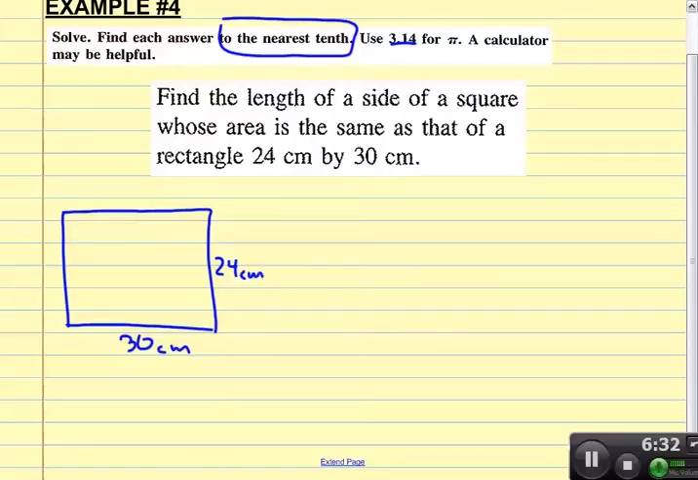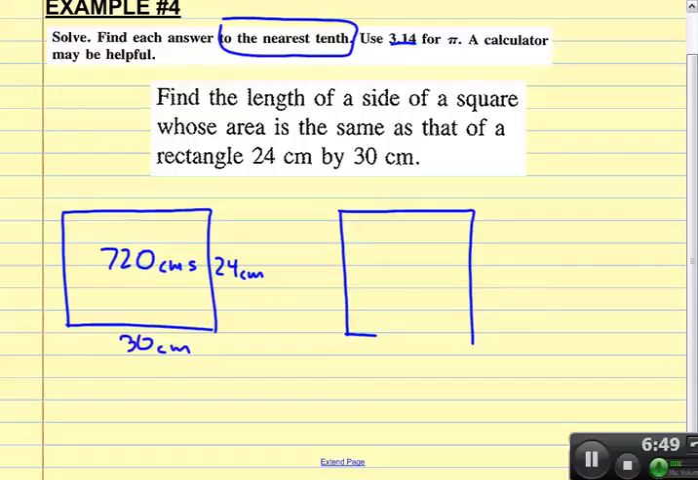The area, of course, is base times height. 24 times 30, 720, I'm guessing. And that's going to give me 720 centimeters squared. Now, they said that we have a square that has the same area, 720 centimeters squared. The thing I know about squares is that their sides are equal. And to find the area of a square, I multiply the base times the height. So x times x, or x squared, has to equal 720.